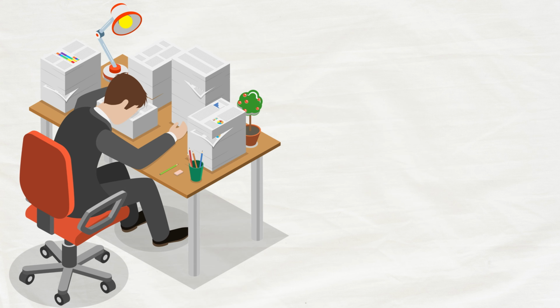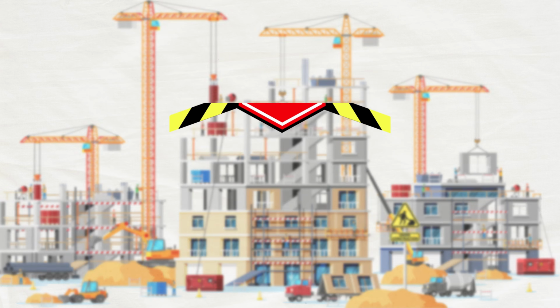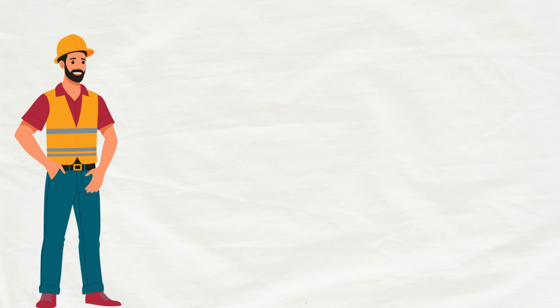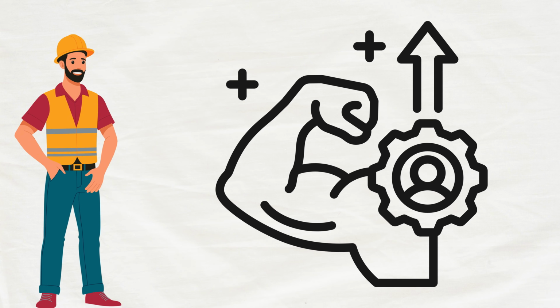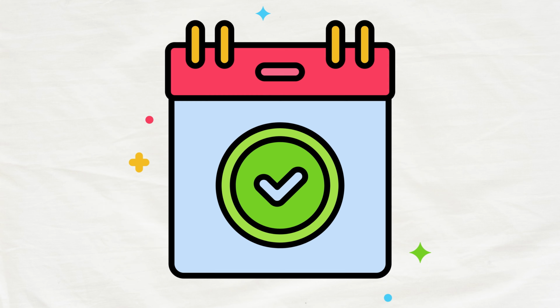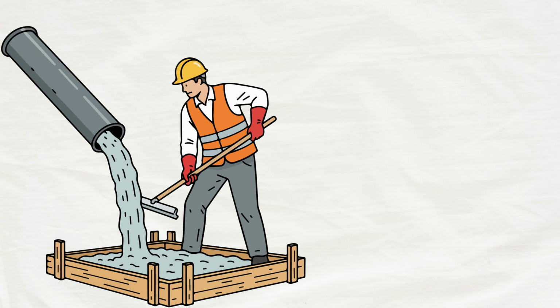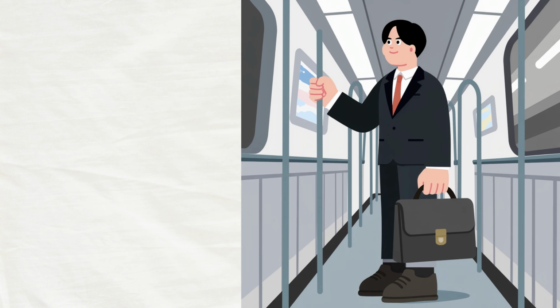This is the part of the day that never shows up on the invoice. And if it goes wrong, the whole job stops. Meet Marcus. He's a construction worker, early 30s, skilled with his hands, reliable on site. Today is supposed to be simple. Pour concrete in the morning, install frames after lunch, go home on time.